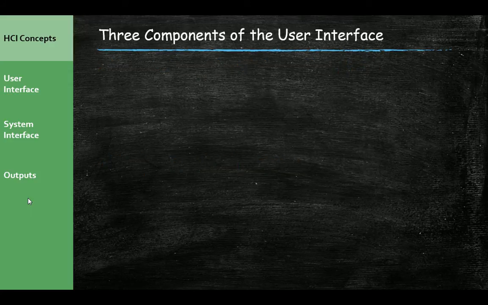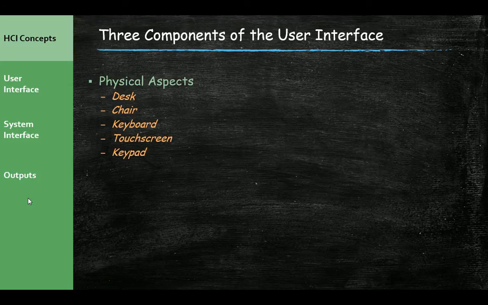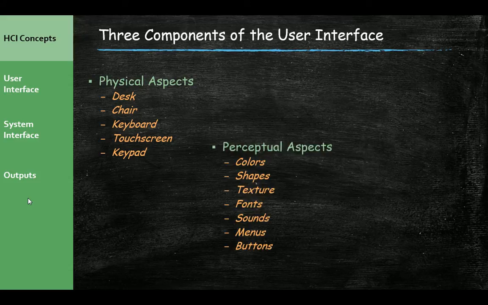So there are three components that you have to think about for the user interface. The first is the physical aspects. So the things like the desk, the chair, the keyboard, touchscreen, keypad, all of the physical things that we have to worry about for a user interface. And why do we care about those things? Because we have to design around those physical aspects. And I'll talk more about that in a little bit.